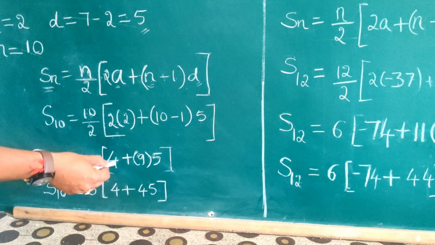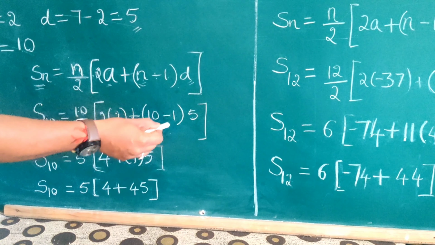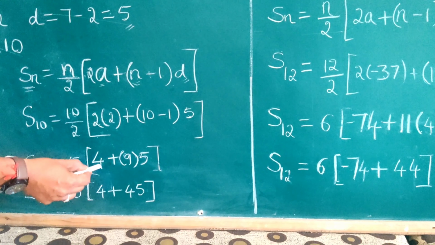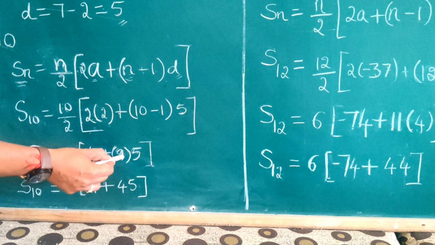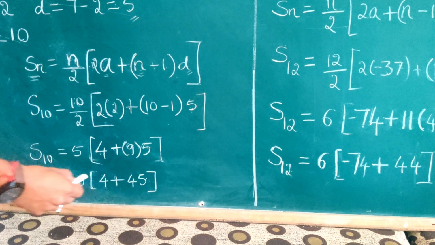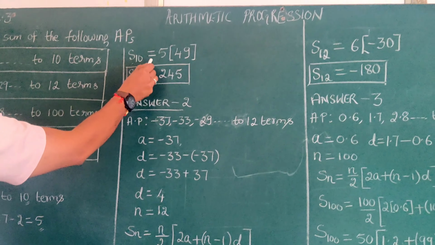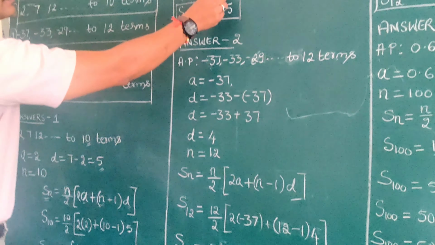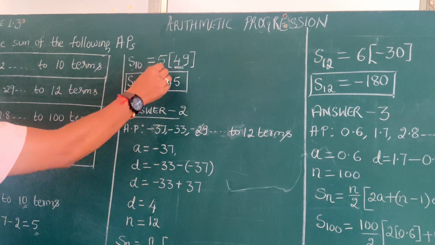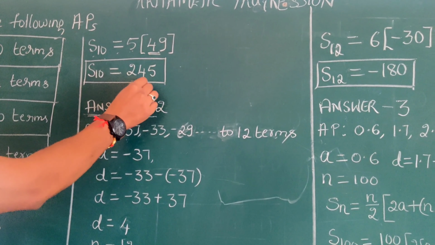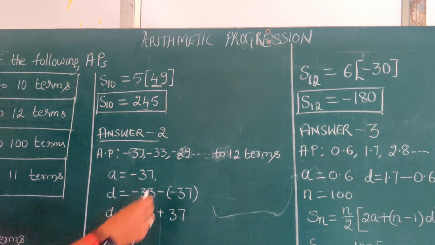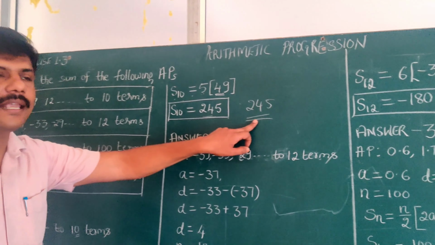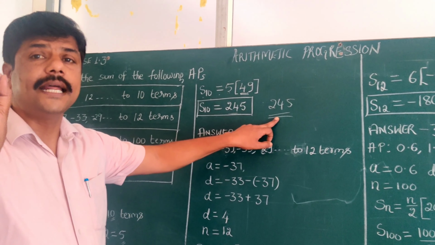2 into 2, 4, plus 10 minus 1, 9 into 5. The next step, S10 is equal to 5 into 4 kept as it is, plus 9, 5 times is 45. Again, S10 is equal to 5 into, 4 plus 45 is 49. Again, 5 into 49 is nothing but 245. What is this 245? 245 is nothing but the sum of 10 terms.